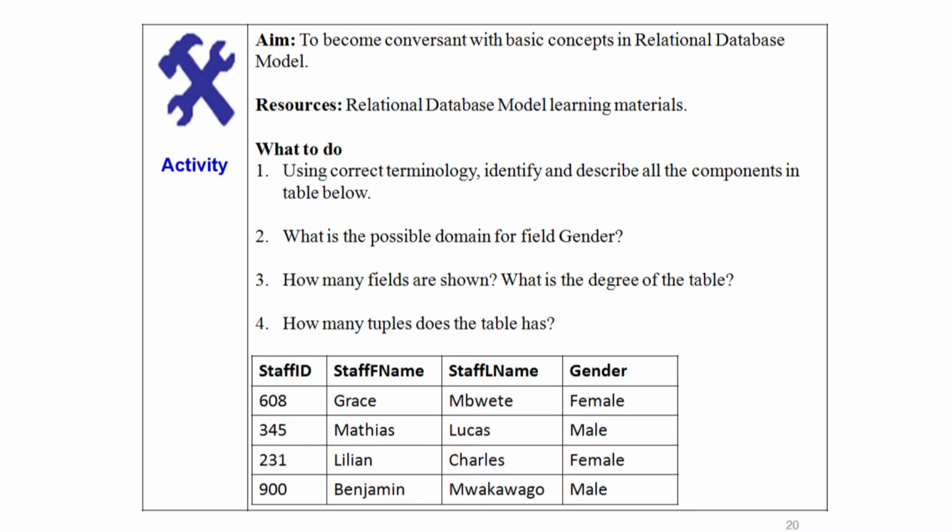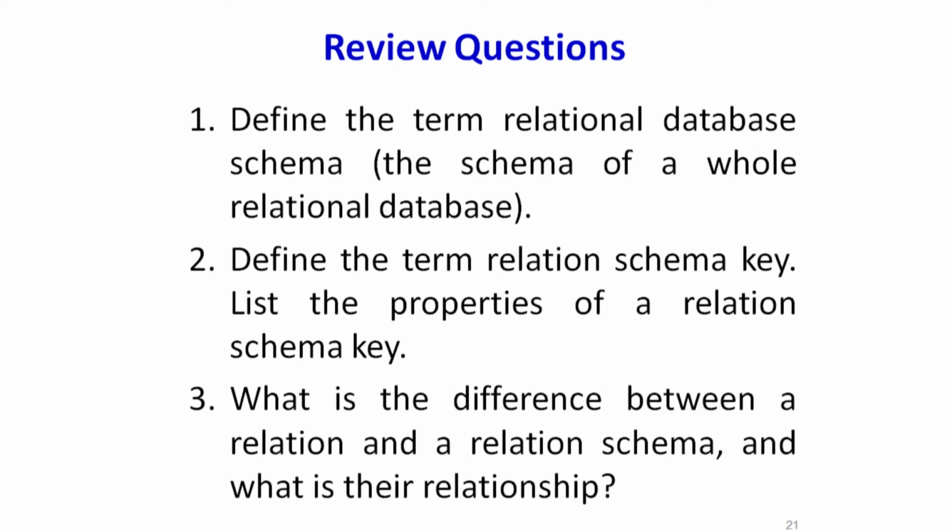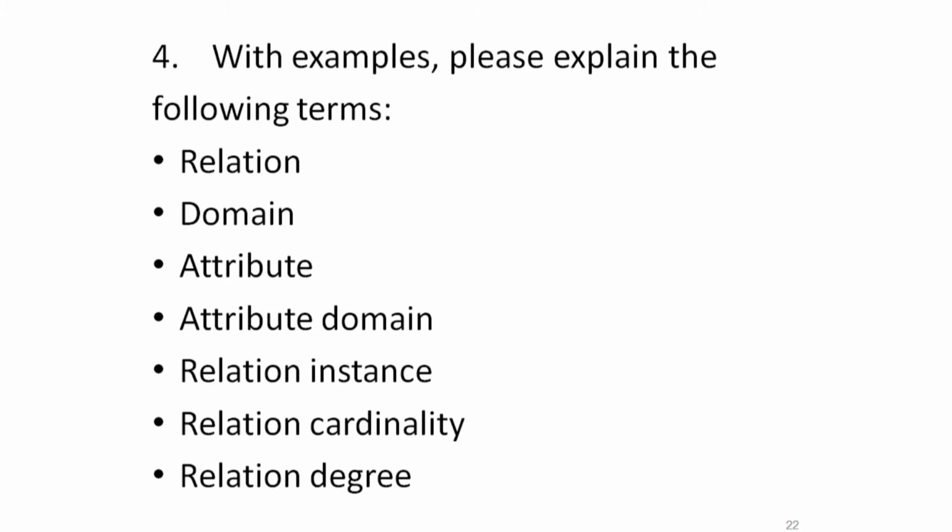And then there are questions to answer. What is the possible domain for field gender? How many fields are shown in this table? What is the degree of the table? And how many tuples that the table has? There are review questions. A total of 4 review questions with sub-questions as well.